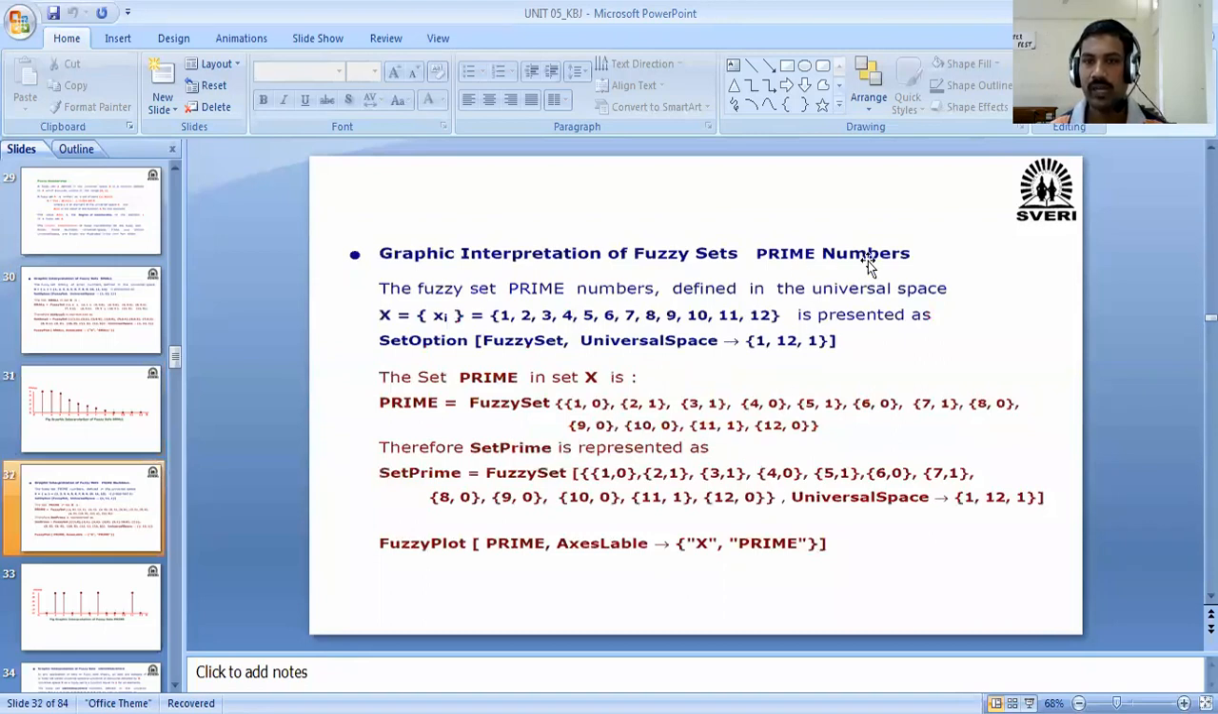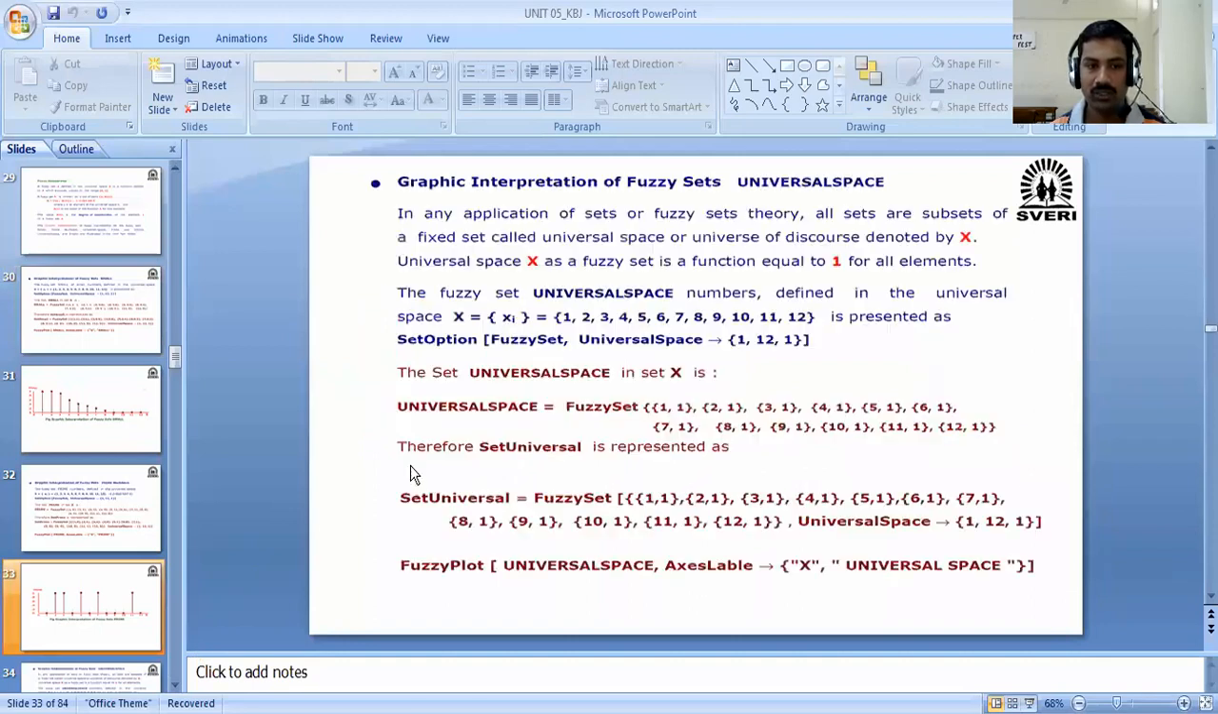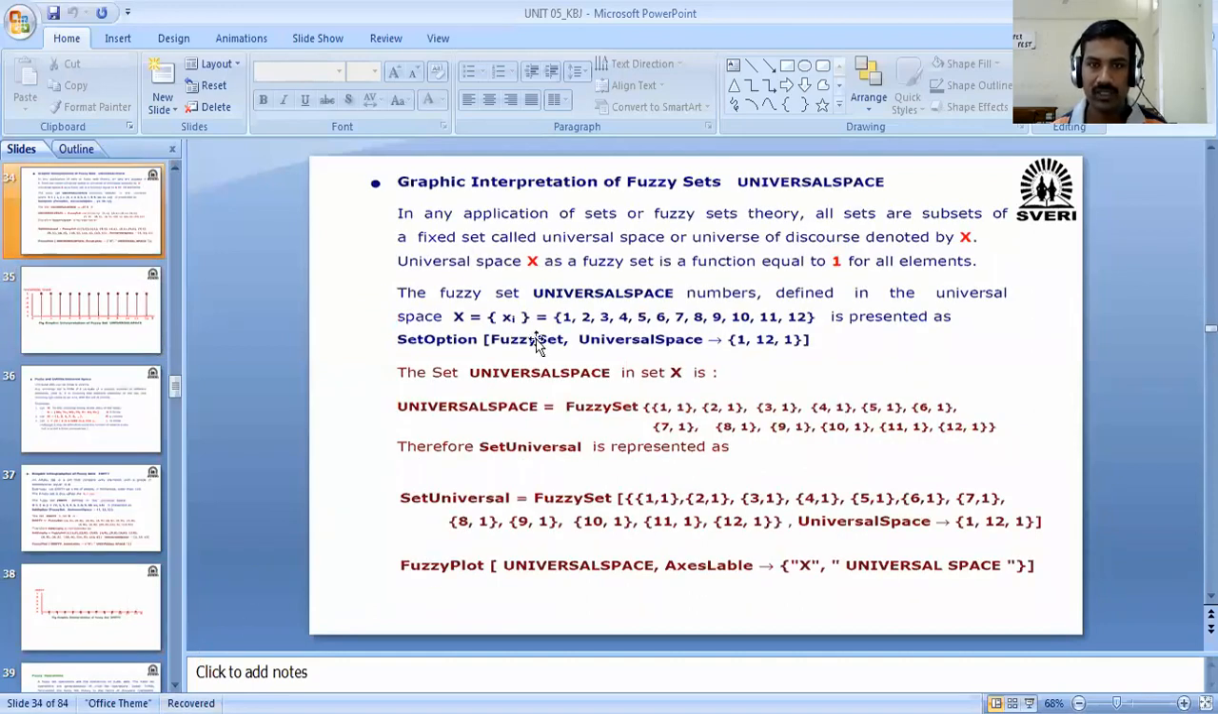Again prime numbers. If you want to develop the fuzzy sets for prime numbers, which are the prime numbers we can write, and according to that, the interpretation of the fuzzy logic. For that I can draw the fuzzy logic sets. Okay, again universal space.